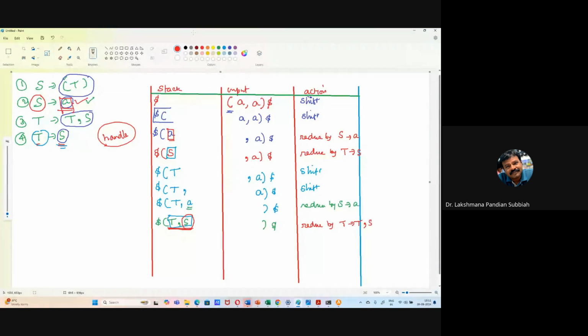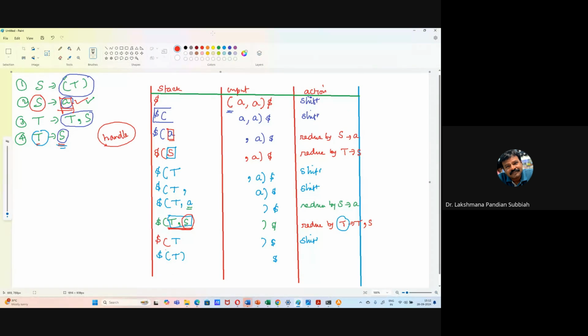So you have to pop T comma S on the top of the stack and replace by the left hand side non-terminal T. So we are having now T here. And then there is no further reduction. So you have to do shift action. Now we are having now dollar open bracket T close bracket. Here we are having now the dollar.